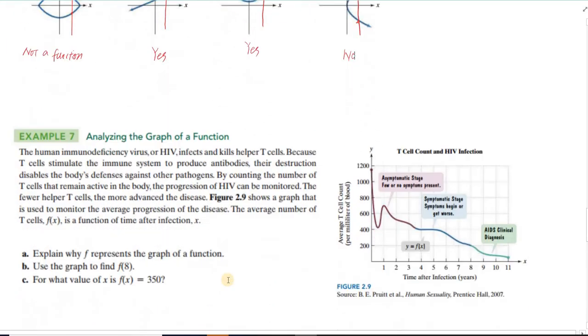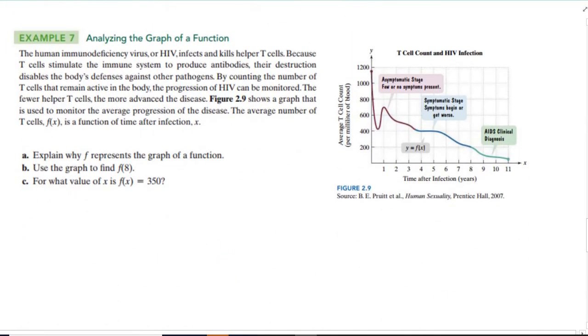Okay, let's move on. Example 7. Basically, what this question wants you to do is learn how to read your graph. So you can take your time to read this whole thing. You can pause the video and then read the question. So I'm just going to go ahead and go into part A.